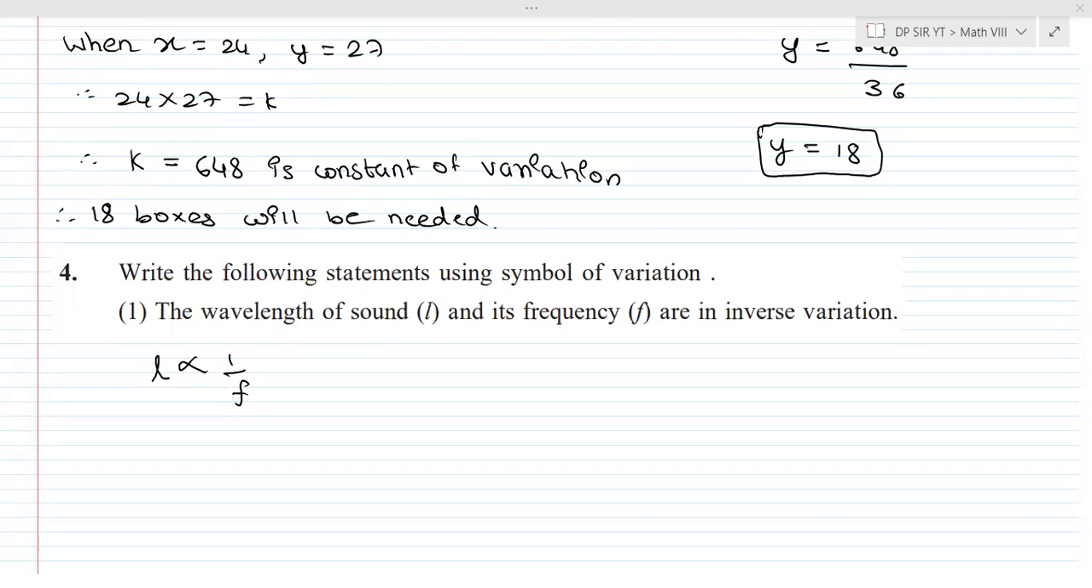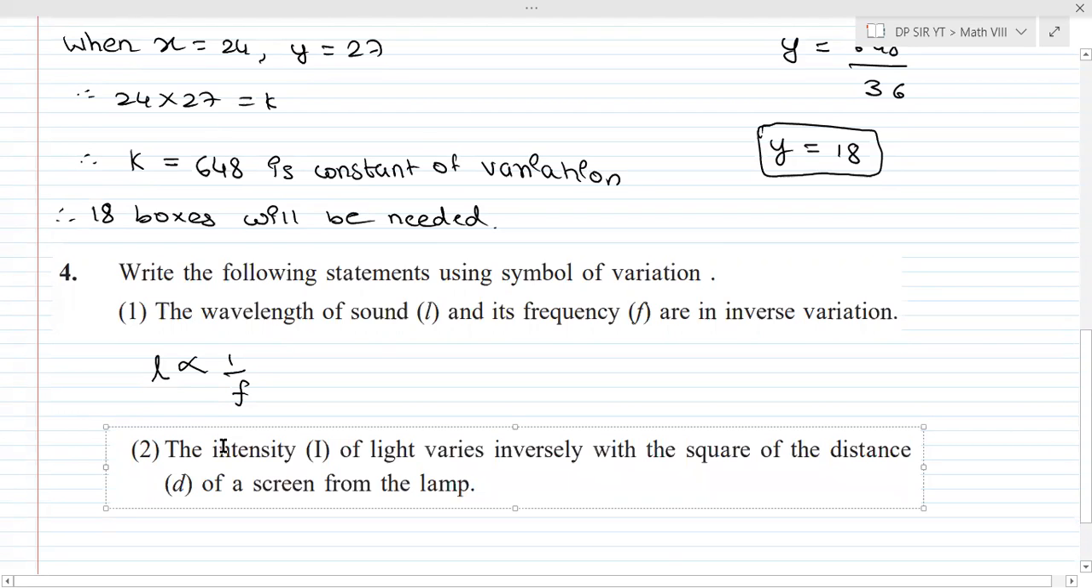Wait. Let me just check whether the question is visible or not. Not yet. Just give me a moment. It will be visible. Yes.